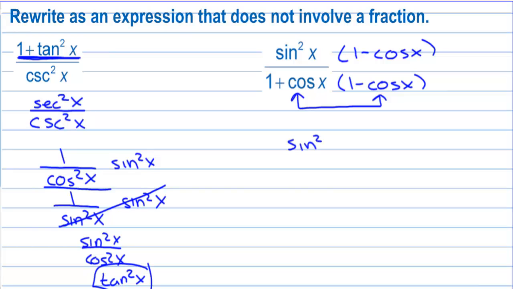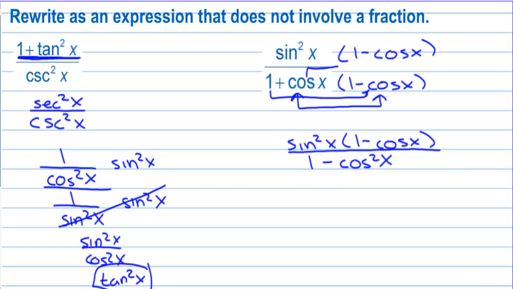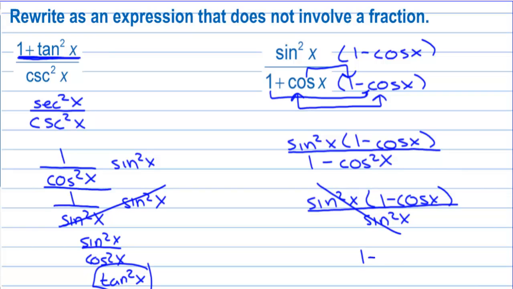On top, we have sine squared x times 1 minus cosine x. And now in the denominator, we'll have 1 minus cosine squared x. If you FOIL these together, you're going to get negative cosine plus cosine, and those two in the middle cancel each other out. We have sine squared of x times 1 minus cosine of x over 1 minus cosine squared, which is sine squared of x. The sine squareds cancel, and we're left with 1 minus cosine of x.